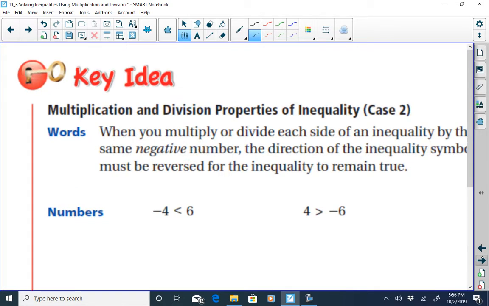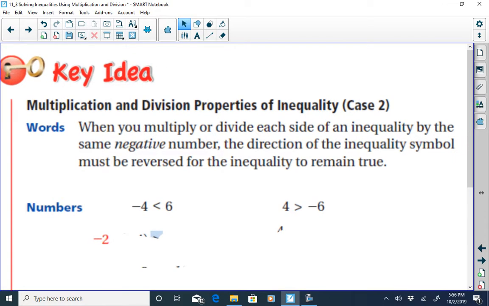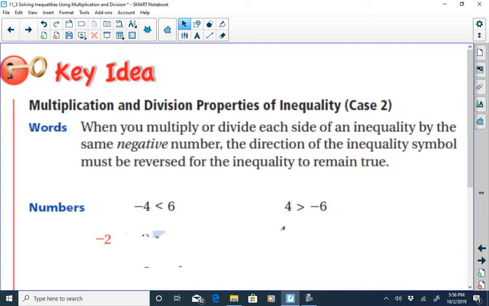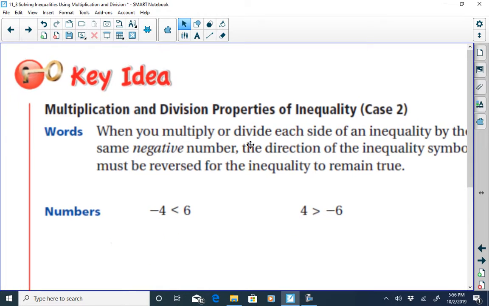But there is another scenario, and that's going to be case 2 here. Case 2 says that when you multiply or divide each side of the inequality by a negative number, the direction of the inequality symbol must be reversed for the inequality to remain true. Well, what are we talking about there? Let's check it out and see.